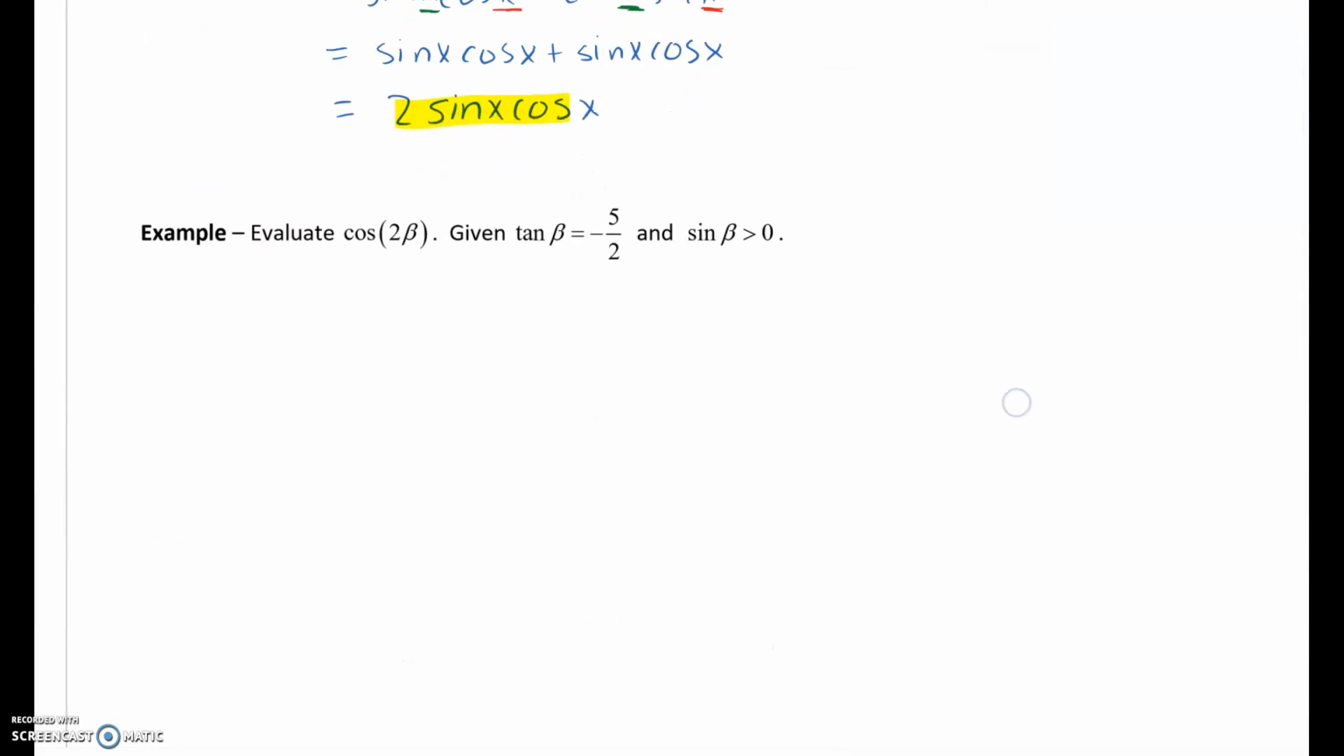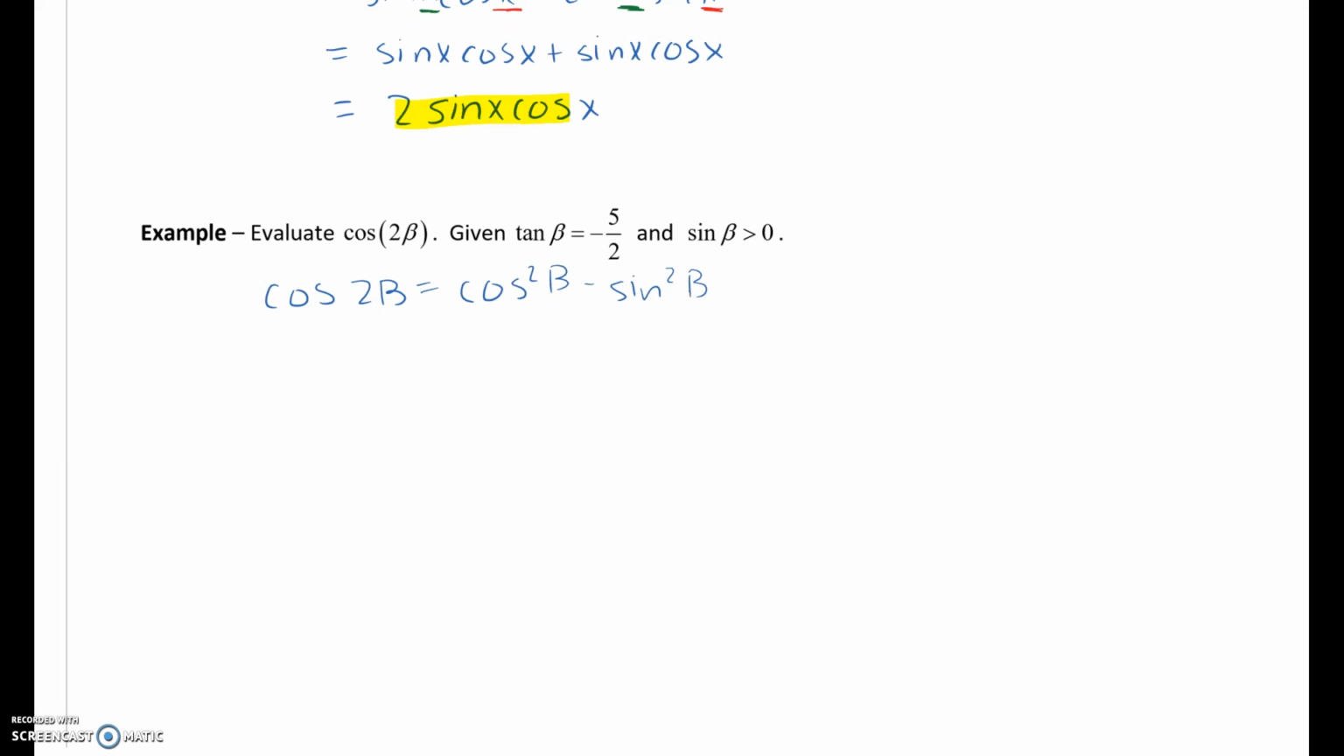Okay, we can use these formulas to evaluate given different pieces of information. So we're trying to evaluate cosine 2 beta. You choose whichever cosine formula you want. I'm going to use cosine 2 beta equals cosine squared beta minus sine squared beta. Again, it doesn't matter which one you use. Most of the time, you're going to use whichever one works for your situation. So I need to figure out what cosine squared beta is and sine squared beta is.